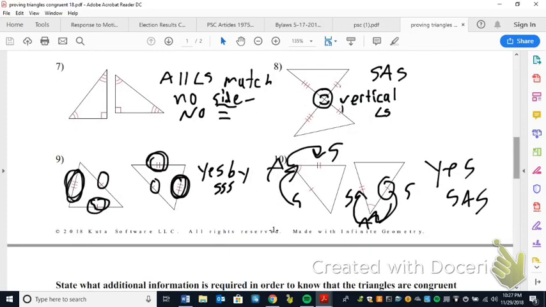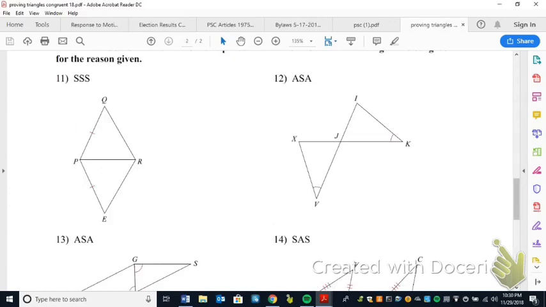Again, if you don't understand any of these, feel free to go back and just watch them again. And if you still don't understand it, drop me an email or come in on Monday and I'll help you out. So, back page.